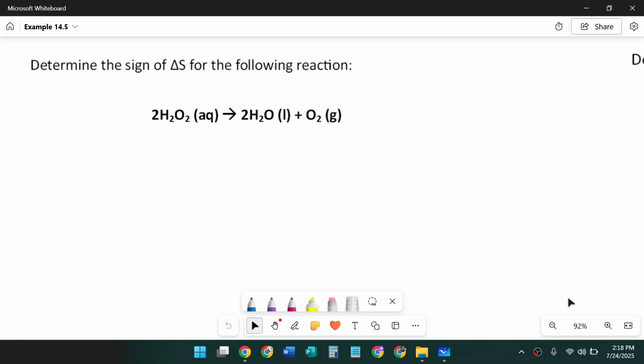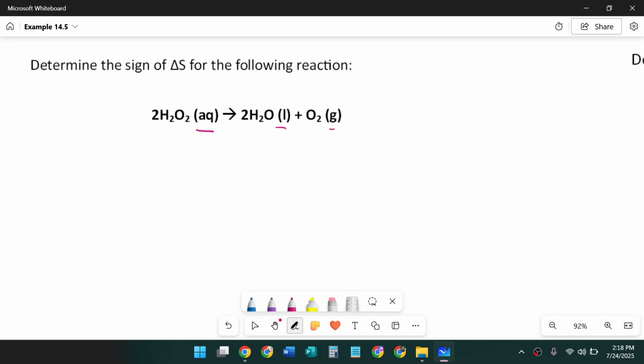This is example 14.5 from Discovering Design with Chemistry, and now we are talking about entropy. They want us to determine the sign of the change in S for the following reaction, and we have 3 different reactions. So let's look at the first one. The most important thing is the phases, so let's check out the phases first.